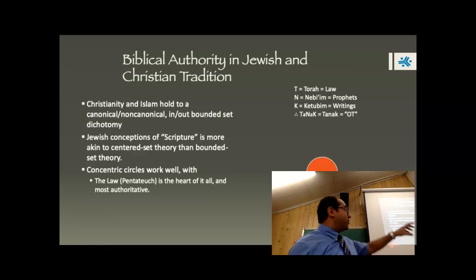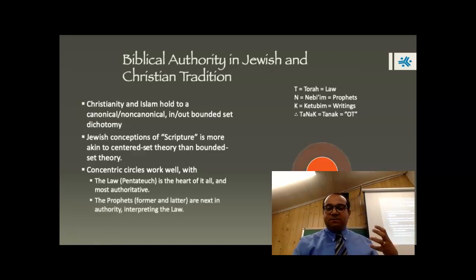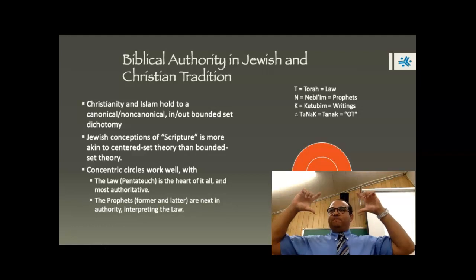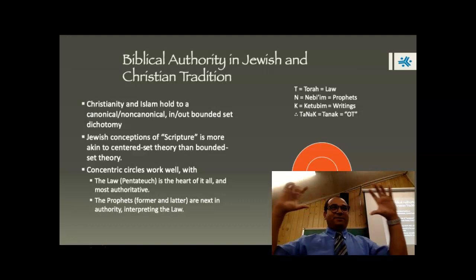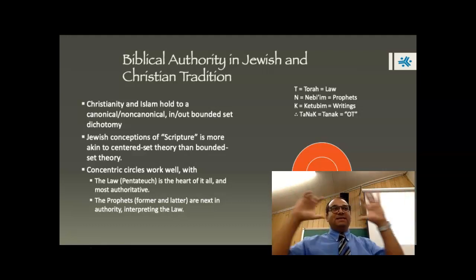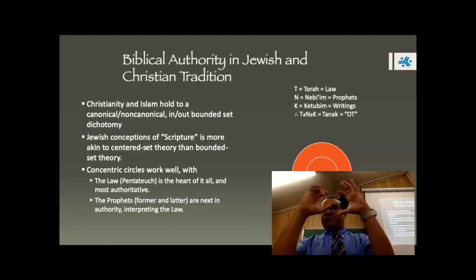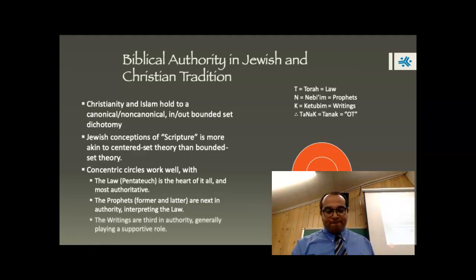You see the word law here, the circle behind me? Sorry that my face is covering that. Then the prophets start widening the circle. The prophets are still important, but they are not the center. It's a kind of concentric circle that is growing from a center to wider circles. The writings then are the third in authority, generally playing a supportive role. They become in conversation with what's in the Torah and what's in the prophets.